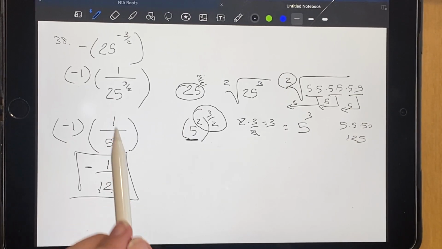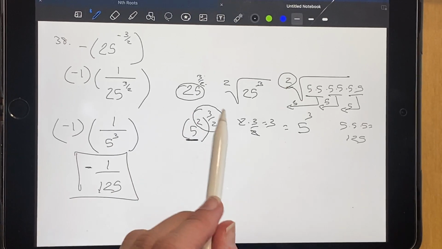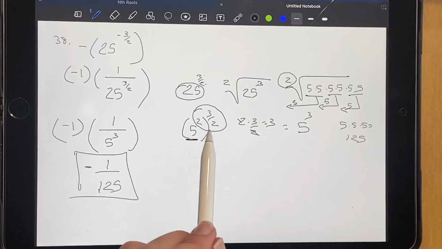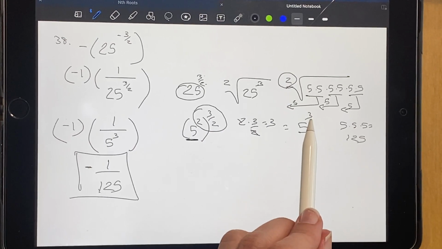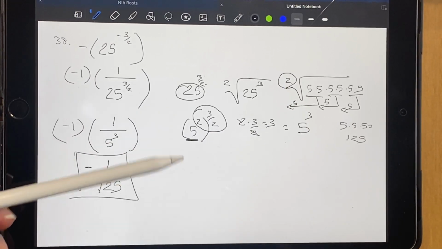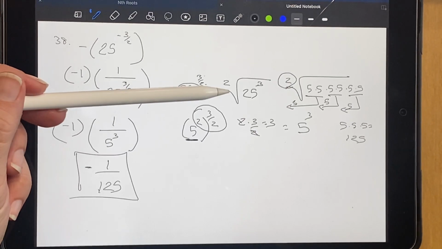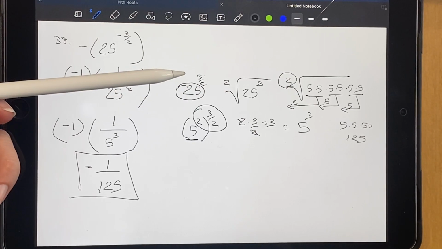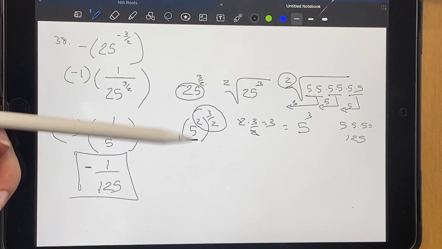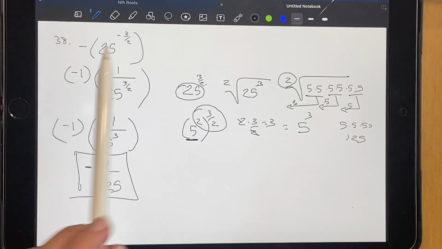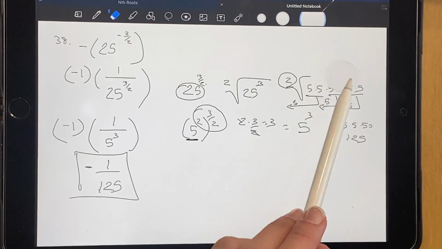Or we could rewrite it as fractional exponents and use our exponent rules to simplify quickly and get 5 cubed also. So hopefully you can see how sometimes using the radical helps us simplify faster, sometimes using the fractional. Same problem, different ways to work it out.